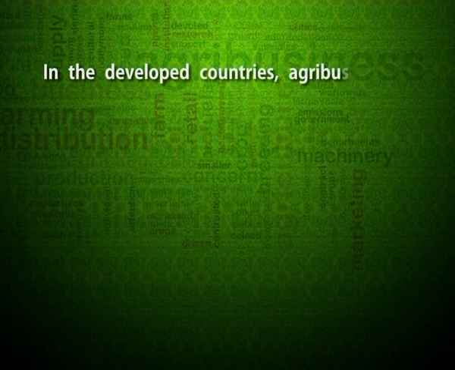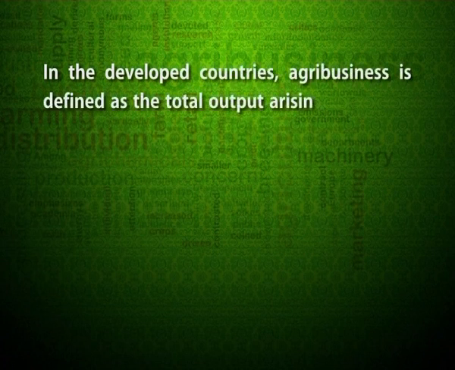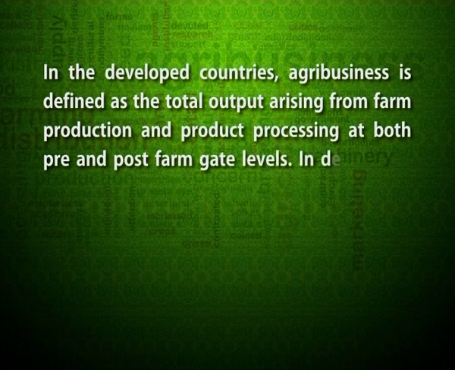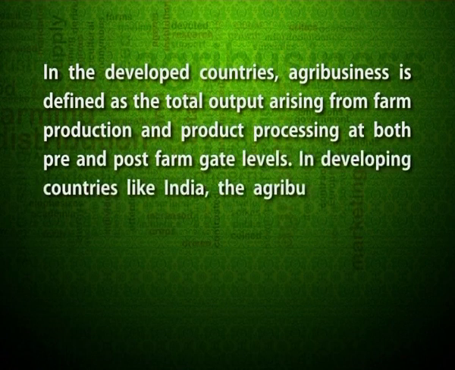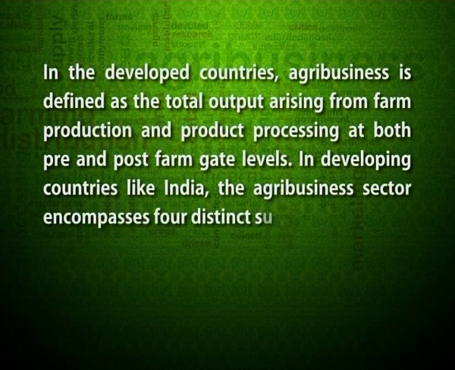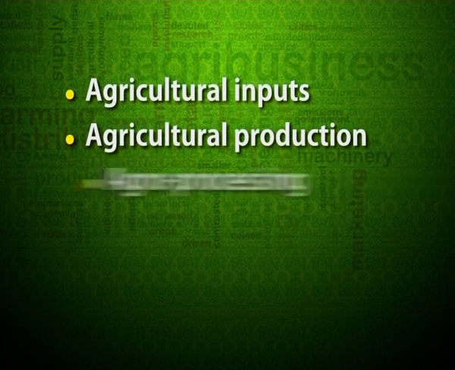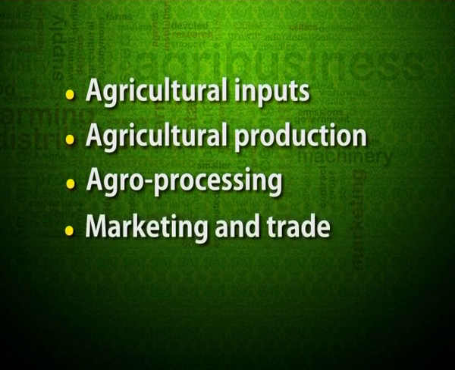The concept of agribusiness in developed and developing countries is slightly different owing to the different nature of agricultural operations. In the developed countries, agribusiness is defined as the total output arising from farm production and product processing at both pre- and post-farm gate levels. In developing countries like India, the agribusiness sector encompasses four distinct subsectors, namely agricultural inputs, agricultural production, agro-processing, and marketing and trade. All these add value or utility to the goods.